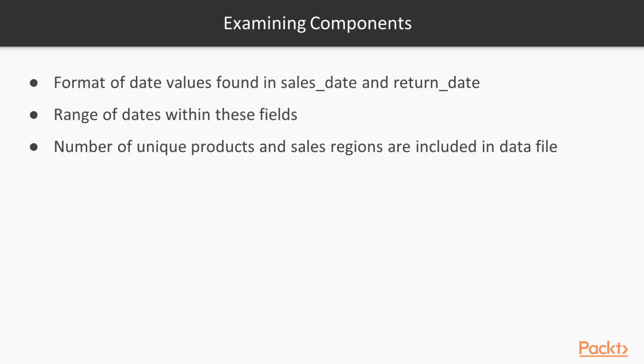Further data analysis tasks would include examining each of the components found in the data. For example, what is the format of the date values found in the sales_date and return_date component fields? What is the range of dates within these fields? How many unique products and sales regions are included in our data file? To illustrate, let us use a few simple R commands to create a list of the years and the months found in our data.